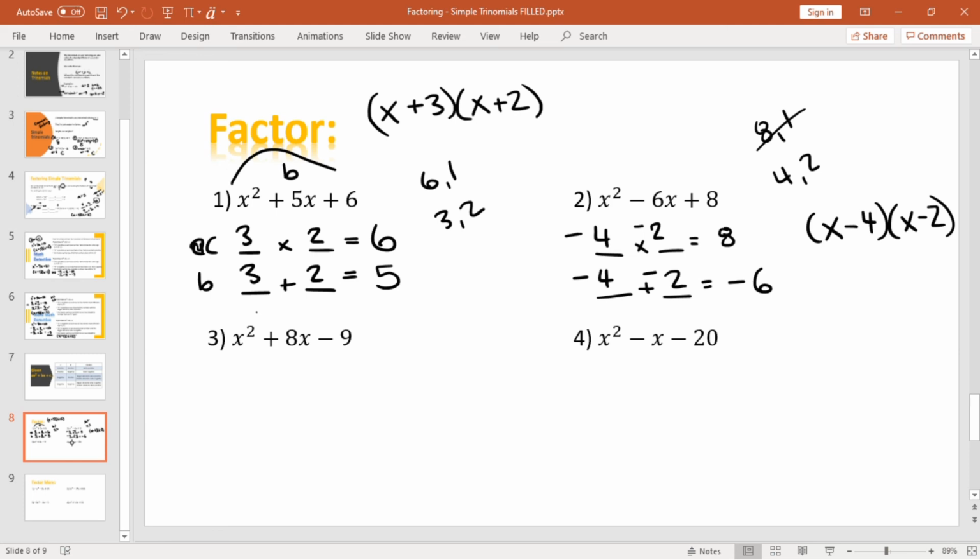Check your answer. Use FOIL, try and get back to your original trinomial. If you can't get back or the signs are different, you did something wrong. All right, number 3.